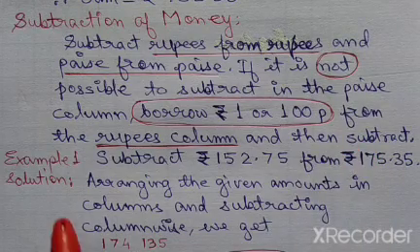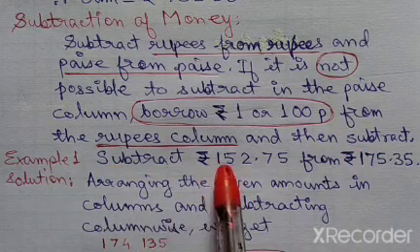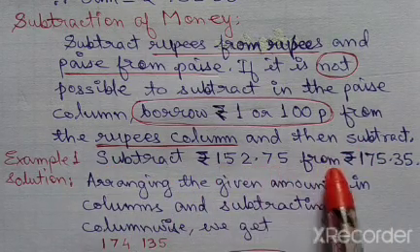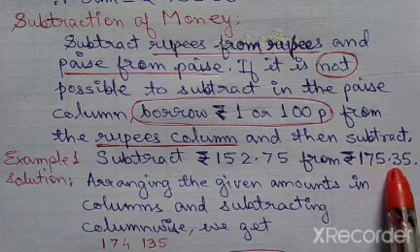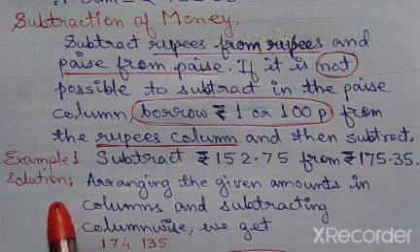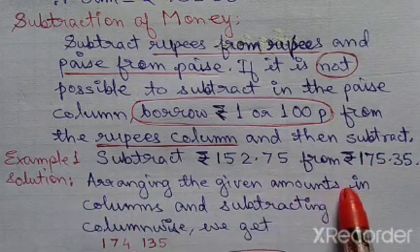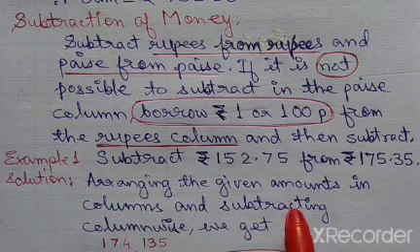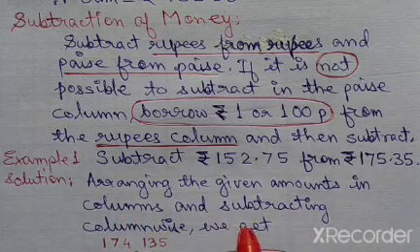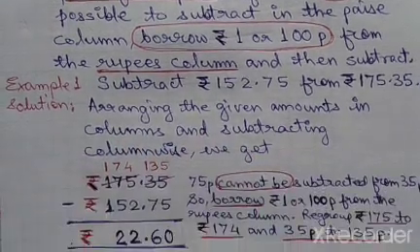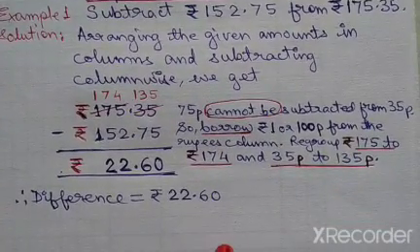Let us take one example. Subtract rupees 152.75 from rupees 175.35. So what will you do, children? Arranging the given amounts in columns and subtracting column wise, we get. Look here, children, how will you arrange the columns?